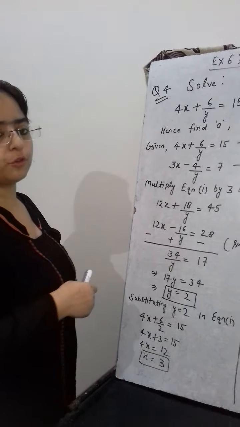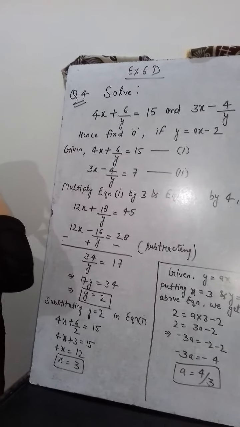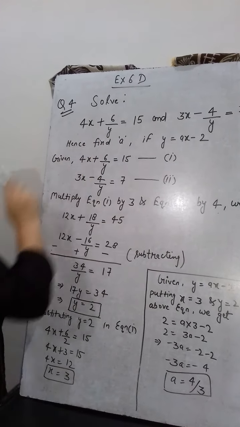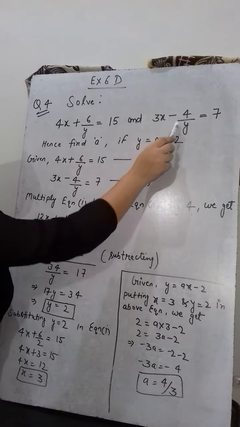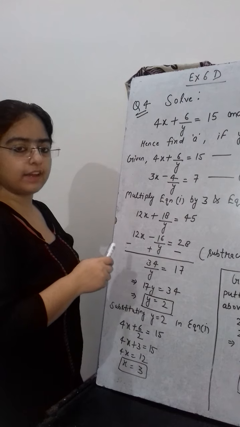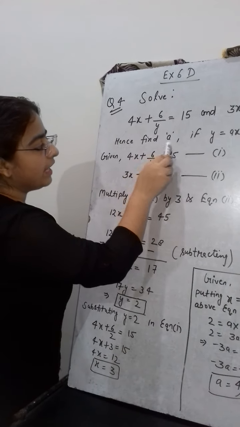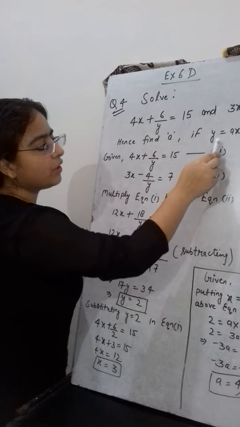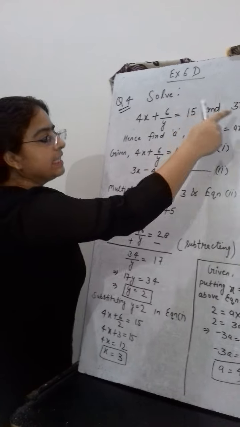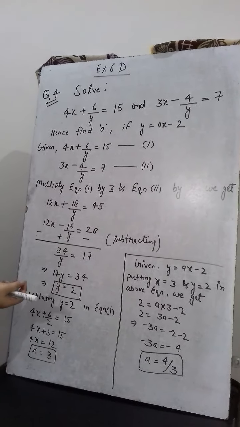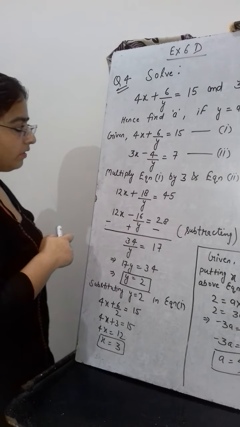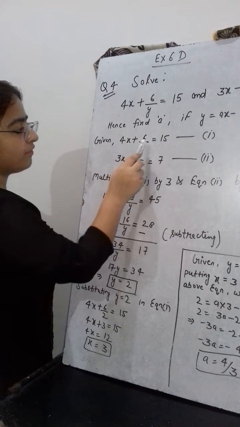Let's see question number 4. In question number 4 it is given: solve 4x + 6/y = 15 and 3x - 4/y = 7. And then after finding the values of x and y, we have to find the value of a. Hence find a if y = ax - 2. So first of all we will solve these equations by using the elimination method, and then we will find the value of a. So it is given 4x + 6/y = 15.